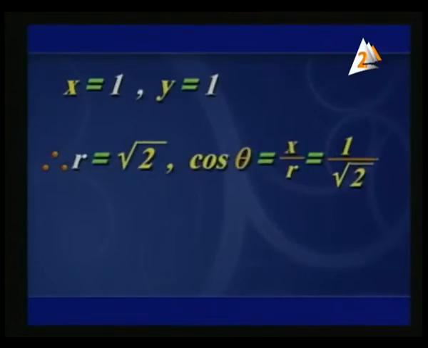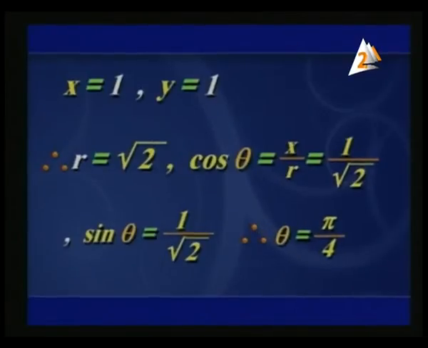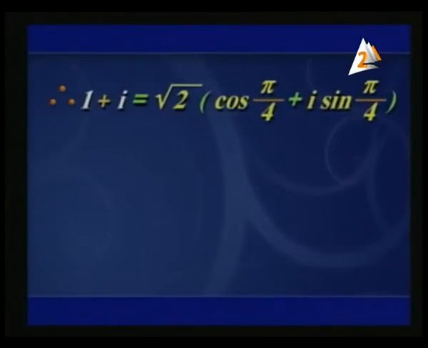Solution. x equals 1 and y equals 1, therefore r equals root 2, and cosine θ equals x over r equals 1 over root 2. Therefore, sine θ equals 1 over root 2, therefore θ equals π/4. Then 1 plus i equals root 2 (cosine π/4 plus i sine π/4).